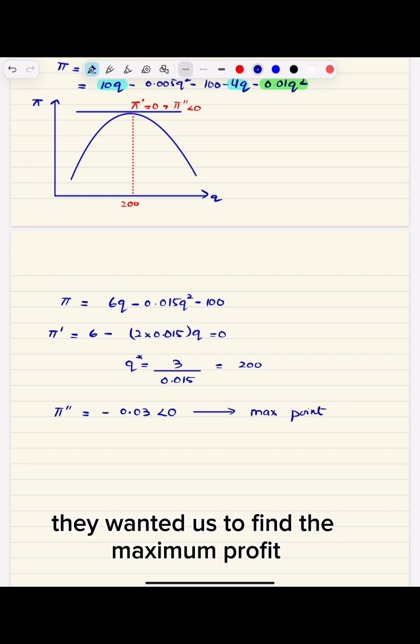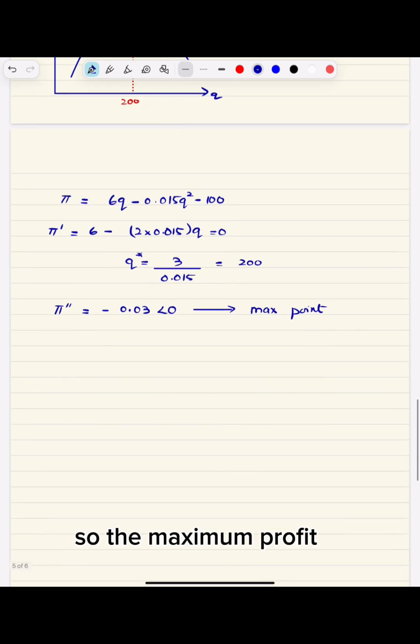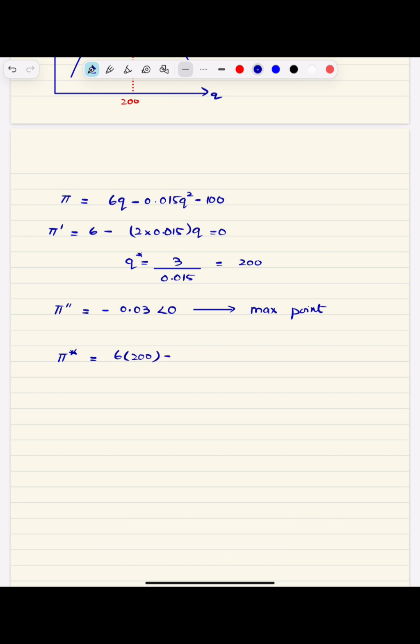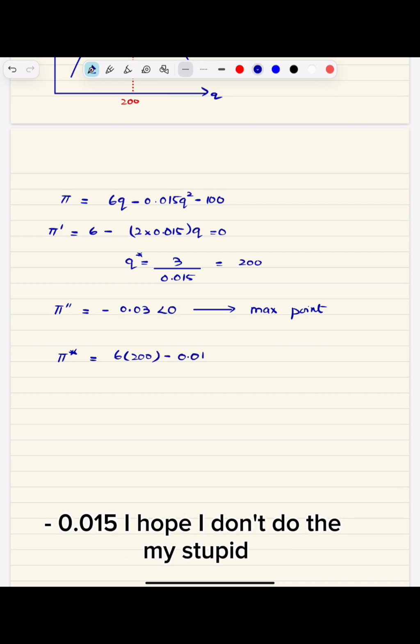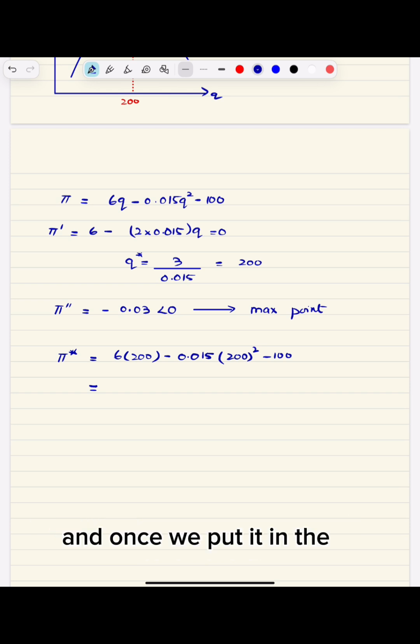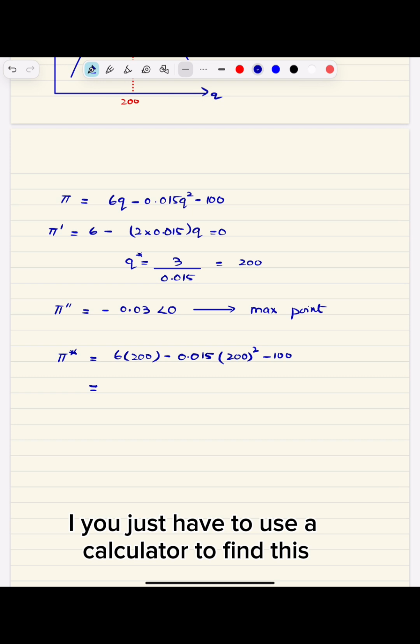They wanted us to find the maximum profit. So the maximum profit is when quantity is 200. So 6 multiplied by 200 minus 0.015. I hope I don't do my typo here again. Okay, so this is going to be the answer, and once we put it in, you'll just have to use a calculator to find this.